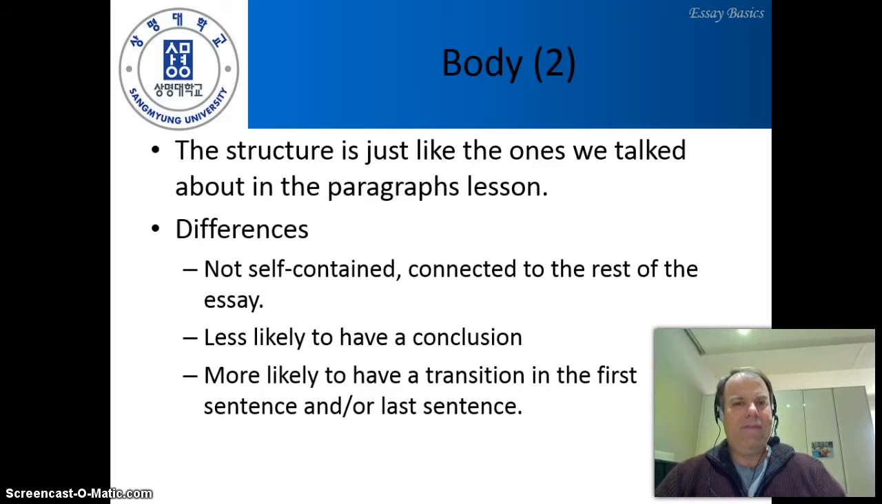It's less likely to have a conclusion. Now, it's less likely to have a conclusion because it's more likely to have some kind of transition from the paragraph to the next paragraph. And now generally this is going to be either in the last sentence in the first paragraph or the first sentence in the following paragraph.